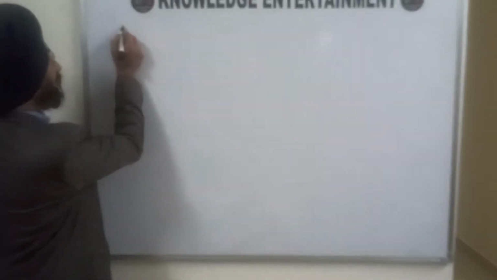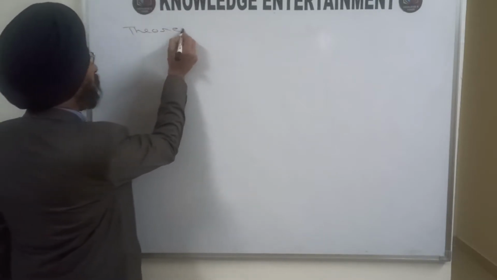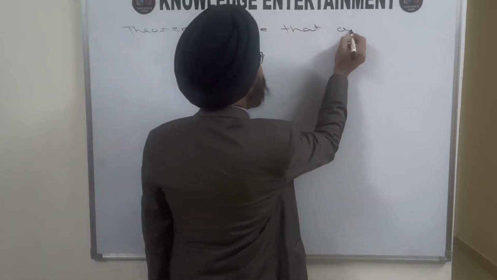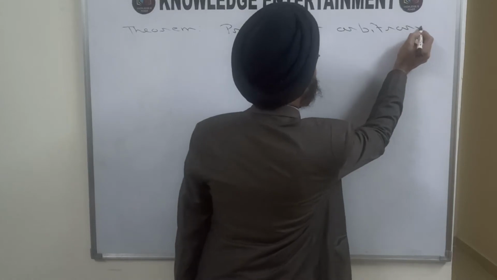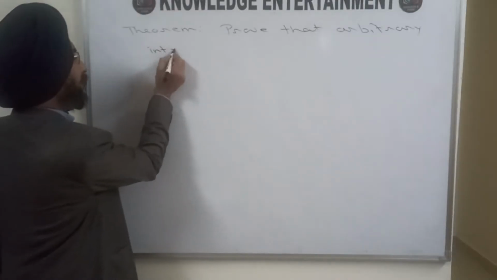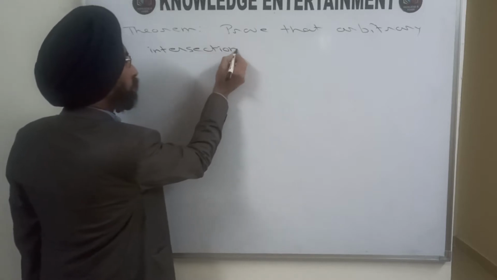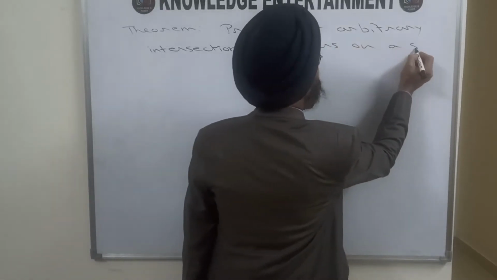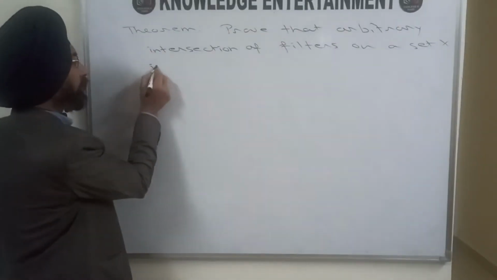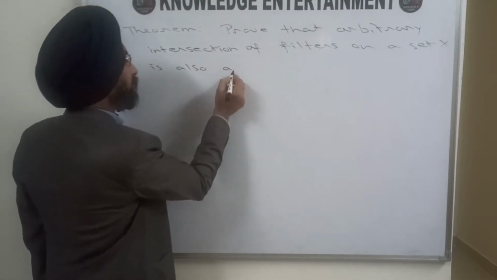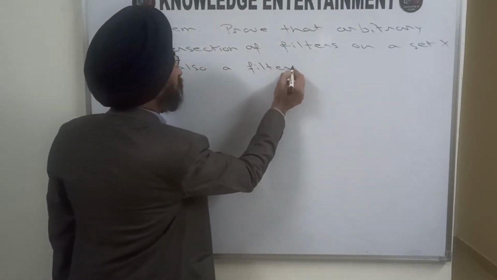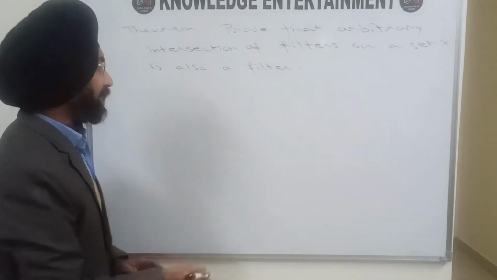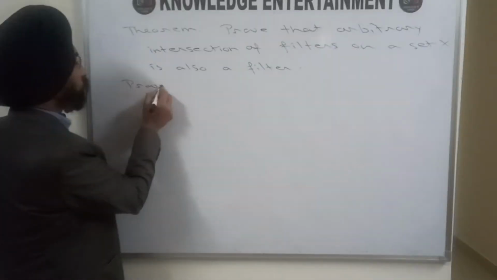So the next theorem from where we are going to start today is: prove that arbitrary intersection of filters on a set X is also a filter. So we have to show that if we take arbitrary number of filters on a set X, then their intersection will also be a filter on the same set X. So let us start with the proof.